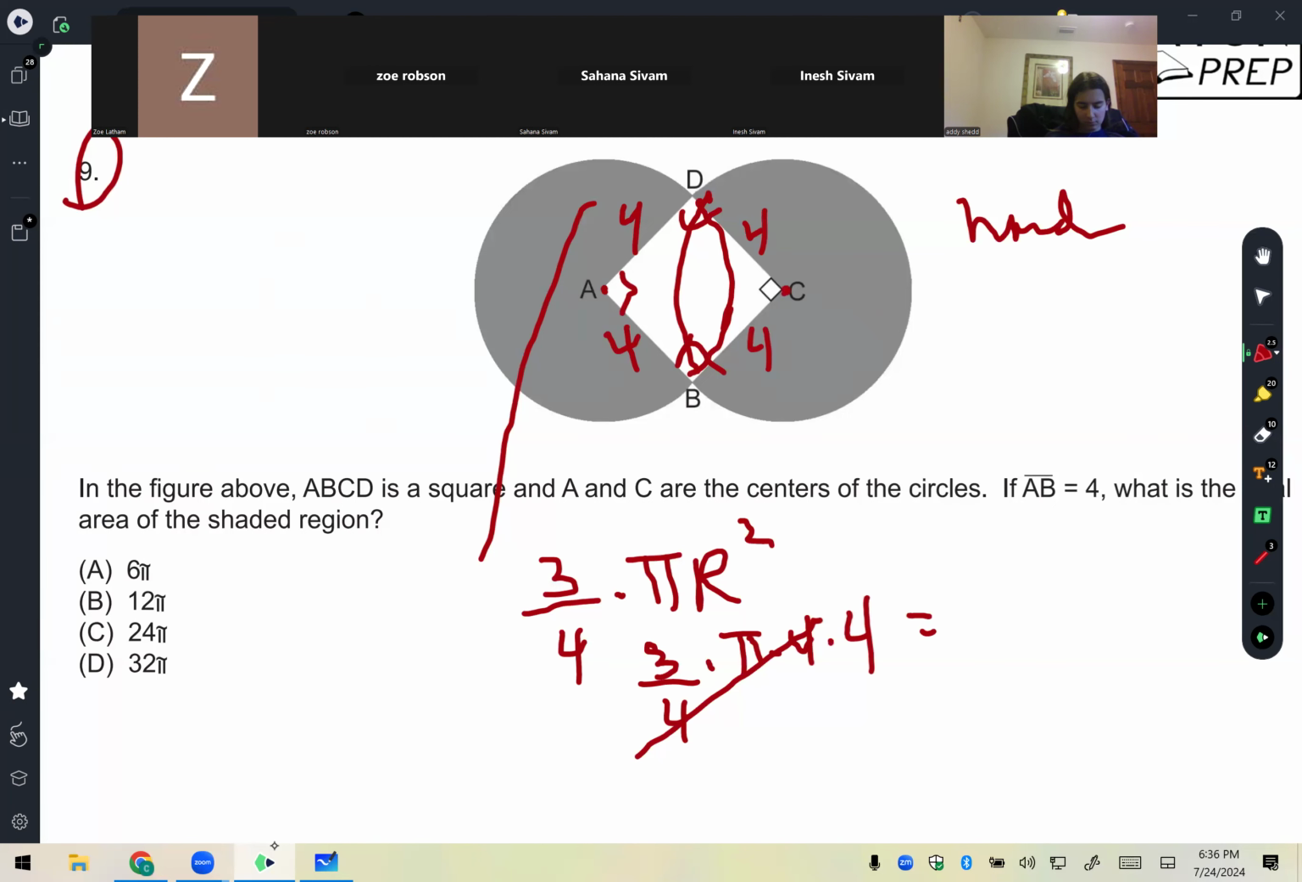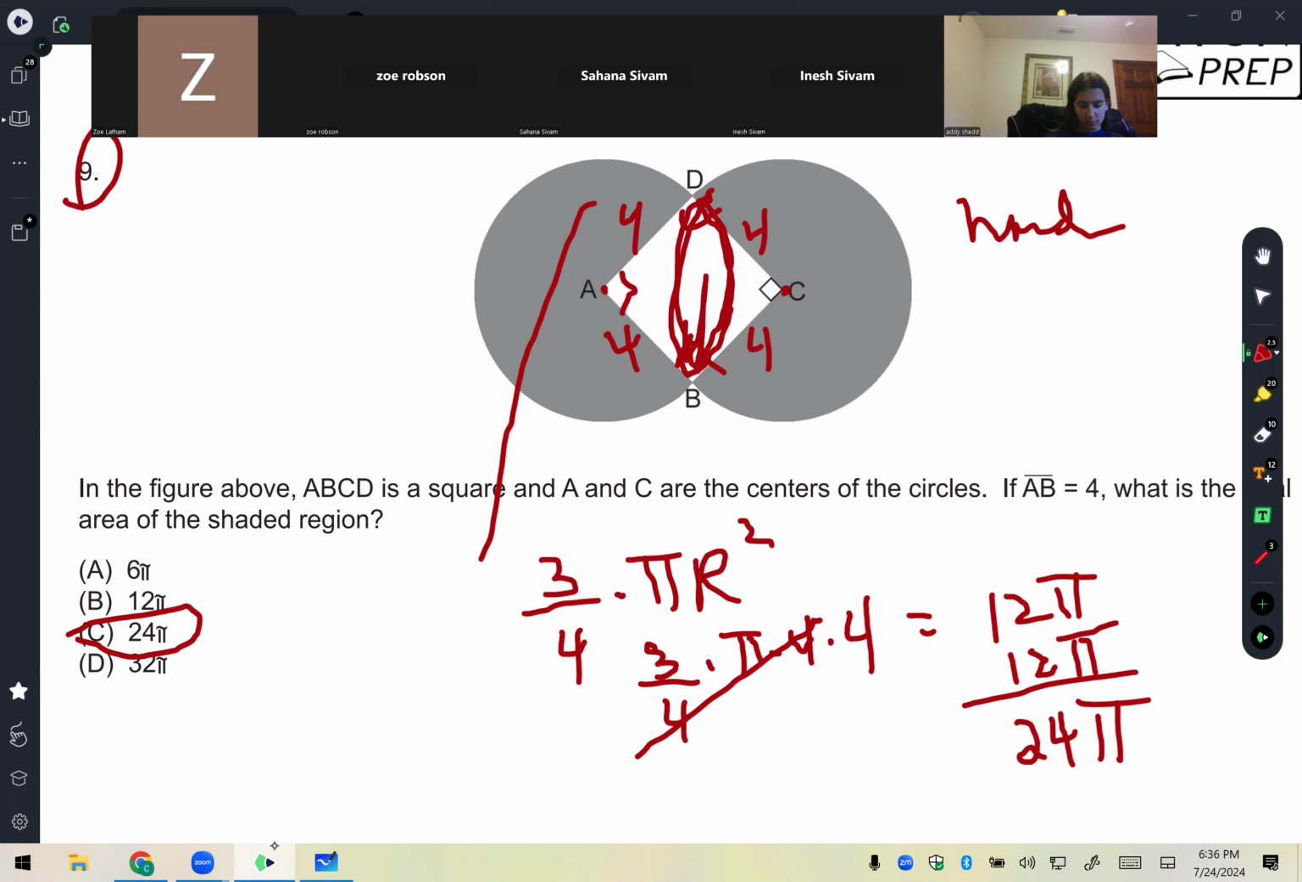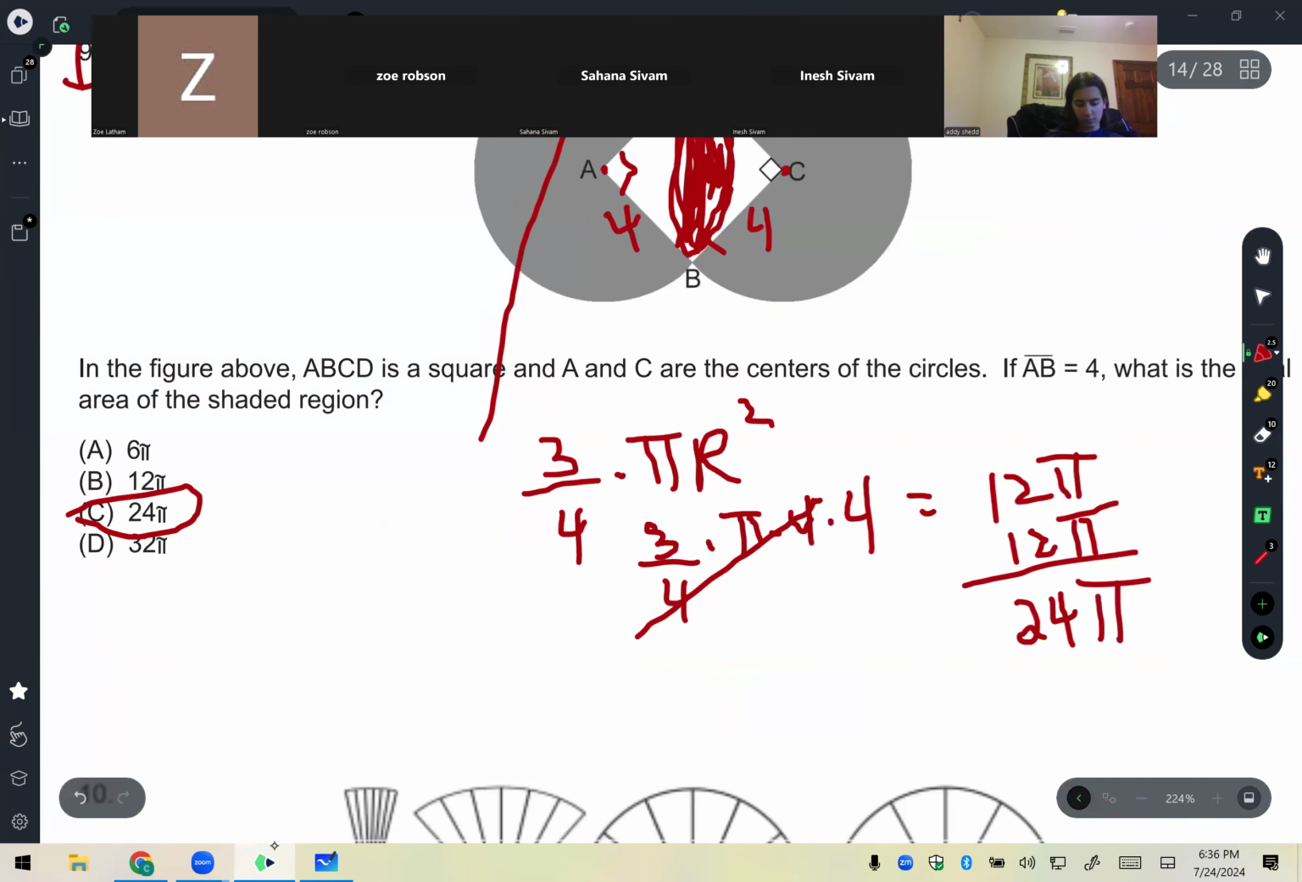So that is going to be 12 pi for one Pac-Man, 12 pi for the other one, so the total will be 24 pi. And again, you might be tempted to get two circles and then subtract that square, but part of it would be covered twice, so we can't do that. So I'm assuming everybody's good with that one.